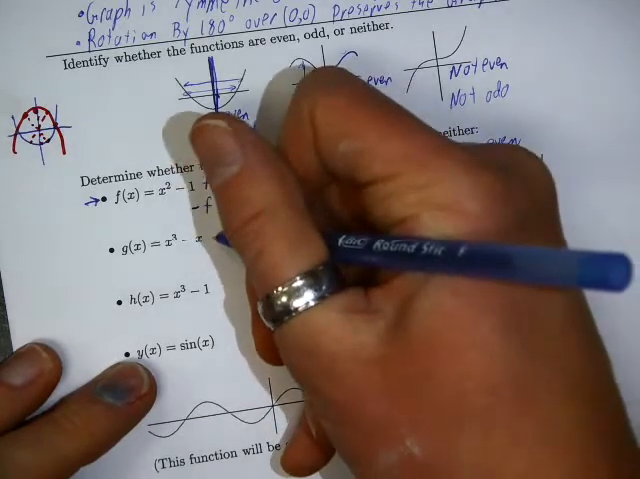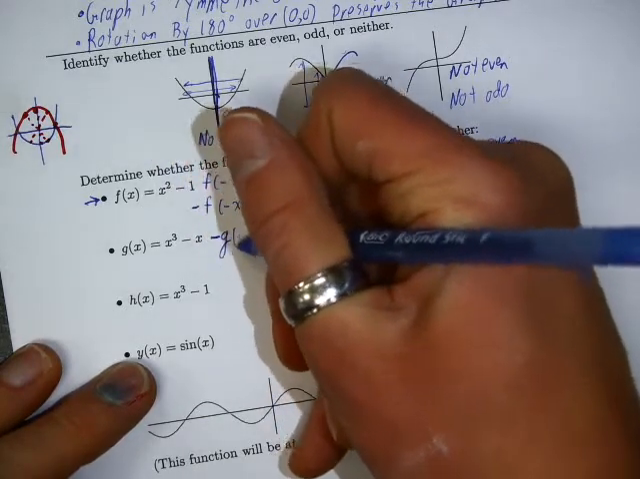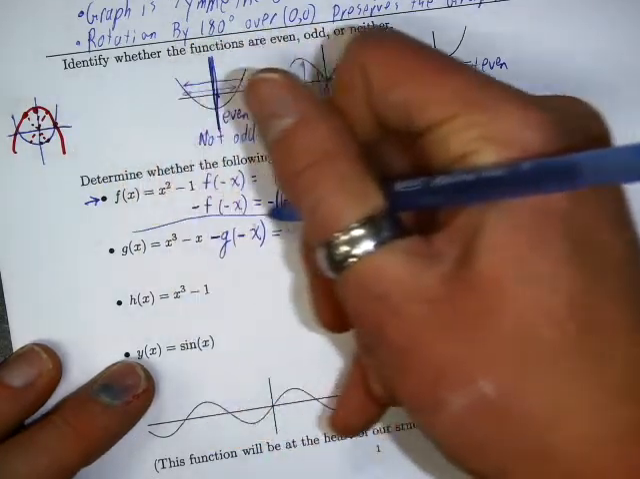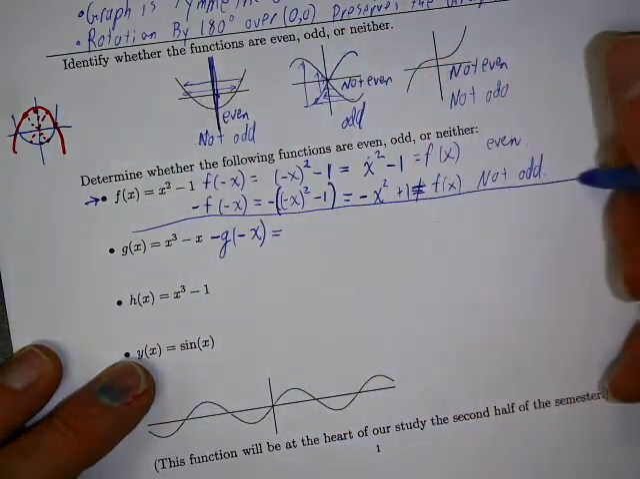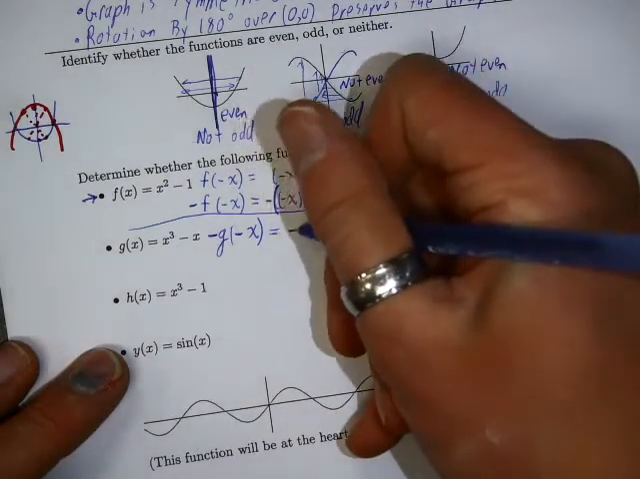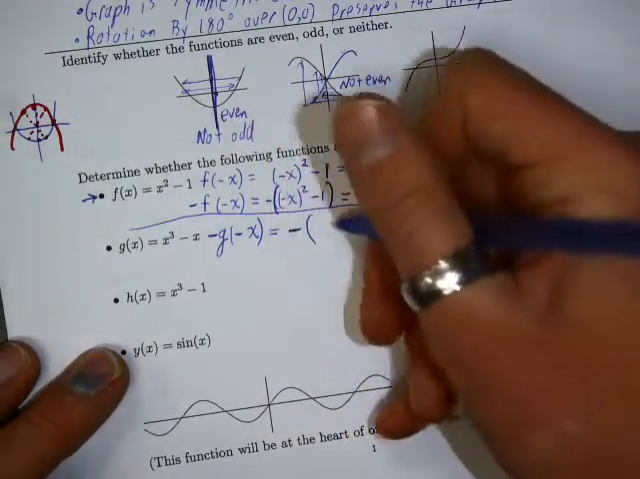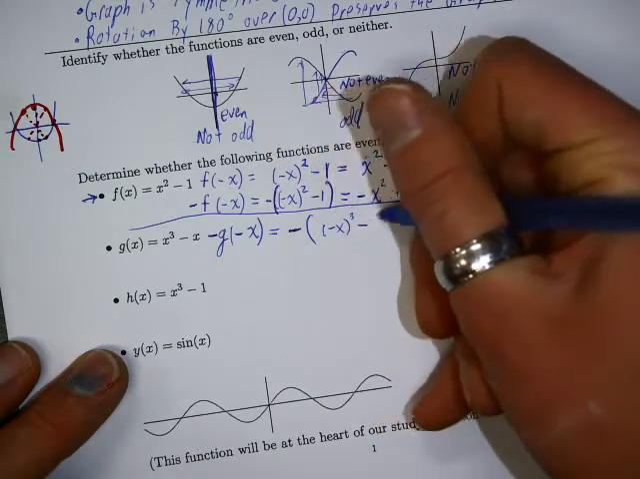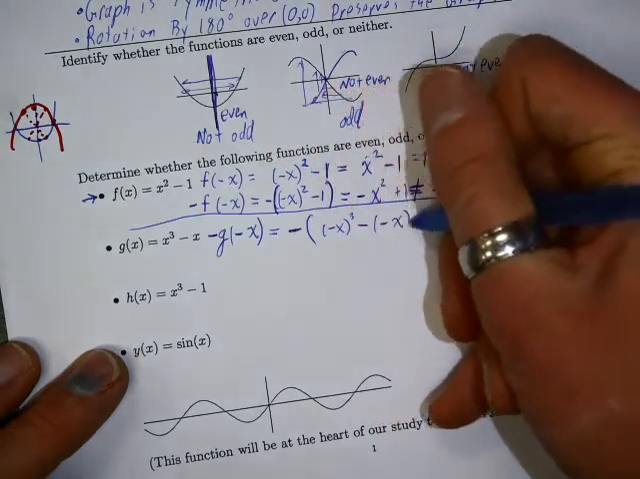So that means I need to see if negative g of negative x is the same thing as g of x. Let's do it. So I'll keep track of that negative sign. Now I'll replace all the x's with negative x's. Negative x cubed minus negative x.